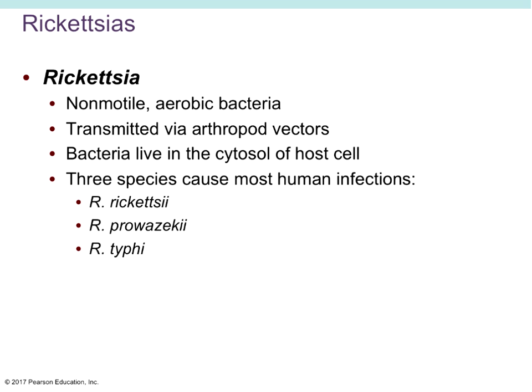So the first one we're going to talk about are the Rickettsias. As I said before, they're non-motile aerobic bacteria, obligate intracellular parasites. They're usually transmitted via arthropod vectors, which means some sort of insect vector, and the bacteria live inside the cytoplasm of the cell. So the three species that cause most human infections are Rickettsia rickettsii, which causes Rocky Mountain spotted fever, Rickettsia parkeri, and Rickettsia typhi.